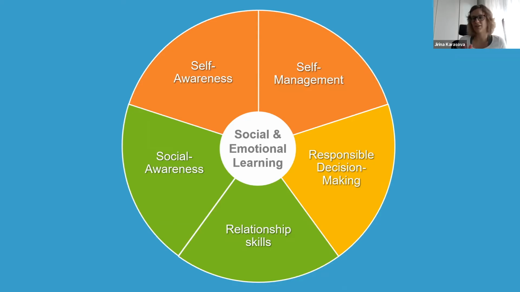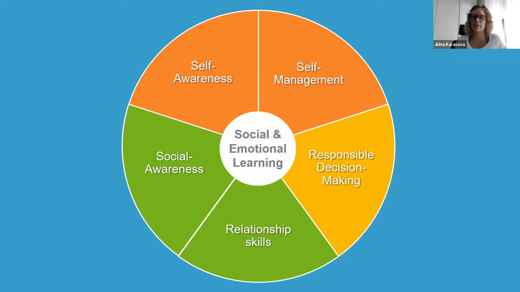And they have different colors. There is a reason for that. So the self-awareness and self-management have orange color, and they are intrapersonal competencies. That means that they are about ourselves. Awareness of self, management of self.